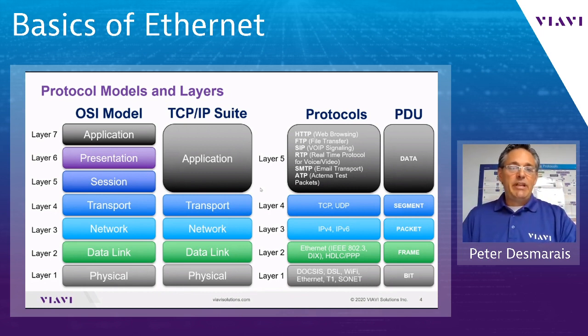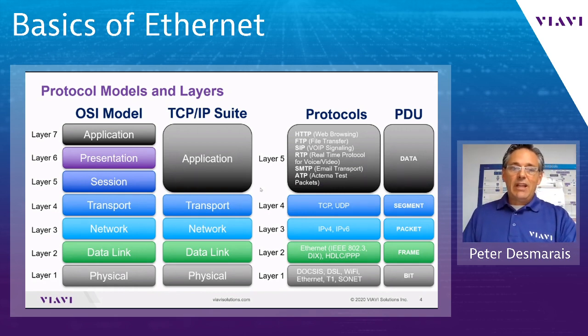After that, there's the TCP/IP suite. This is an updated version of the OSI model. It was just 4 layers, and they updated it one more time, and now it's 5 layers. So you will notice that layers 1 through 4 are actually the same, and then they just combine layers 5, 6, and 7 into the application layer.